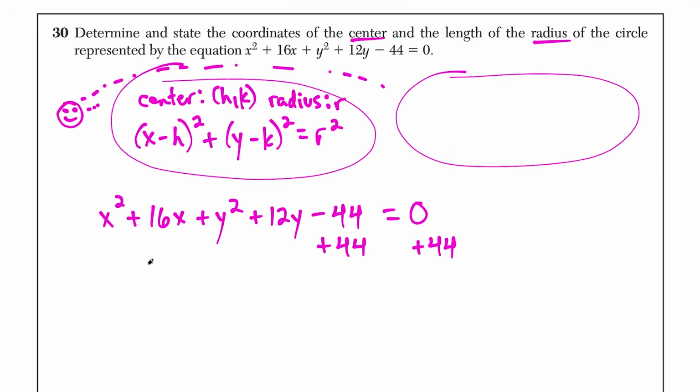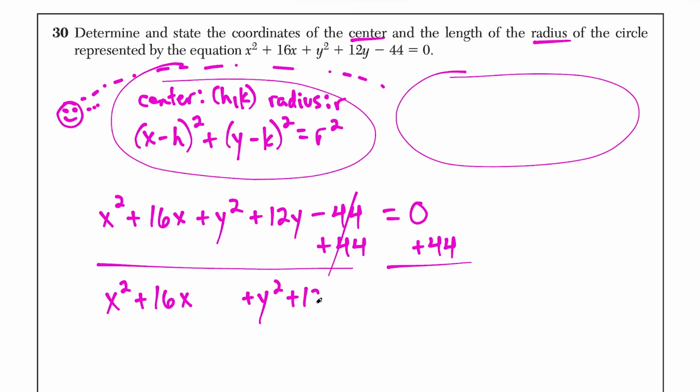And now when I write out the next line here, I'm going to leave a space strategically. So we have x squared plus 16x. I'm going to leave a space here, and then we're going to have plus y squared plus 12y. I'm going to leave a second space, and now this is equal to 44. Okay, so I'm just leaving a space here and a space here. And the reason being, I'm going to complete the square.